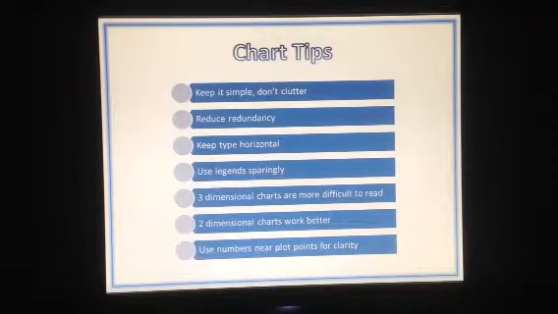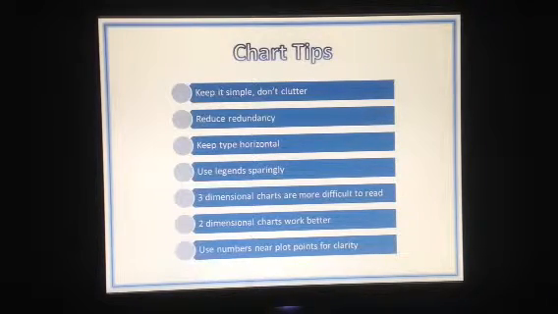First of all, some tips. Keep it simple. Don't clutter your charts. I see so many charts that have so much information on them that it's difficult to tell what's being told. Also, reduce redundancy. What that means is don't repeat the same thing over and over again. For example, the title in 3 different places or the date in 4 different places.